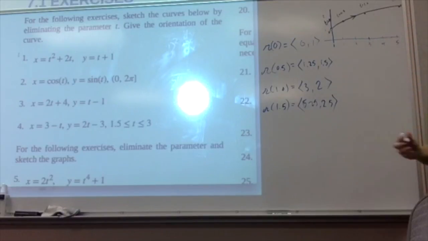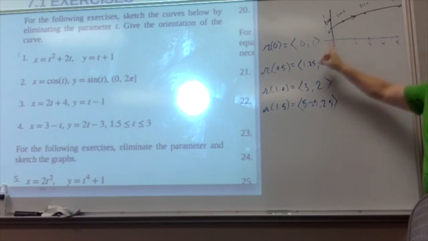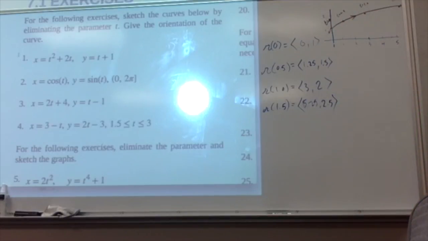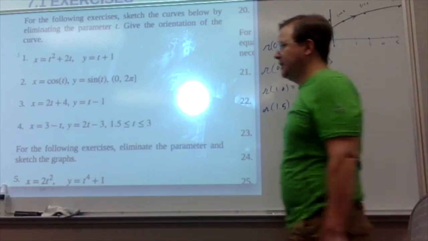And that's not to be confused with any kind of vector. That's just the orientation. It's not a vector. I'm just saying that as t increases, you're moving in that direction along the curve. That's what confused me in the book. They got the arrow, but I thought it was vectors, and I was confused. Yeah, not a vector.